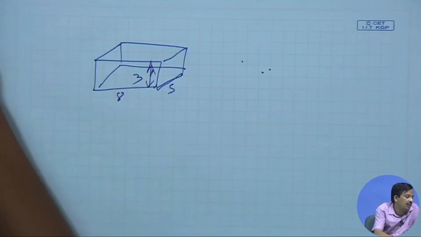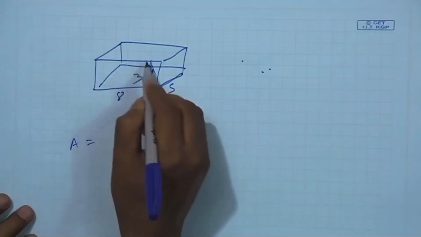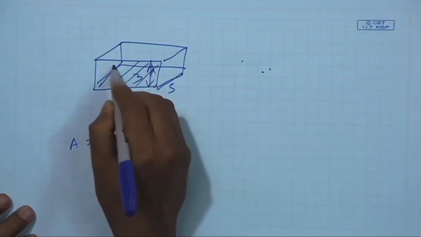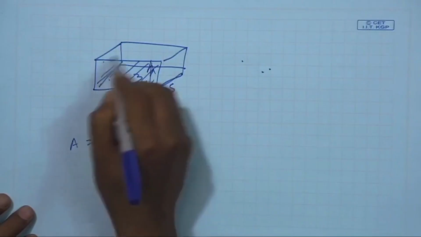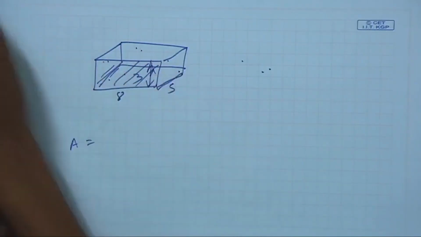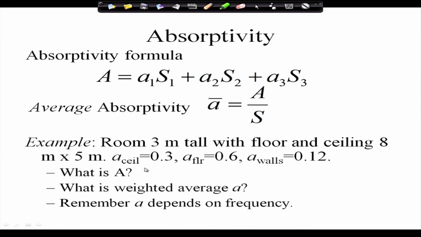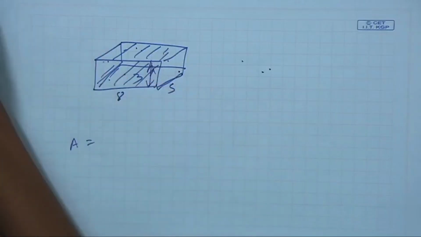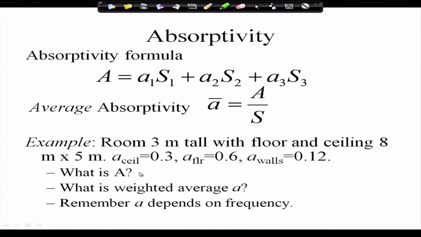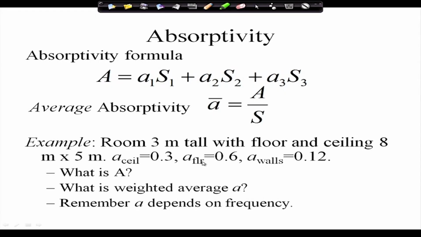So, I said that the ceiling has a different absorptivity, and the floor and wall have their own. Now, what is A? A is the sum over the surfaces. There are 4 walls, so I calculate the area of the 4 walls multiplied by the wall absorption coefficient, plus the area of the ceiling multiplied by the ceiling absorption coefficient, plus the area of the floor multiplied by the floor absorption coefficient. Then I get A.